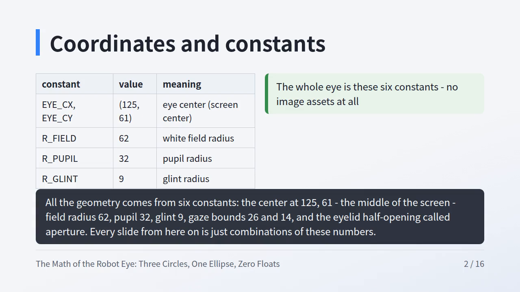All the geometry comes from 6 constants, the center at 125, 61, the middle of the screen, field radius 62, pupil 32, glint 9, gaze bounds 26 and 14, and the eyelid half opening called aperture. Every slide from here on is just combinations of these numbers.